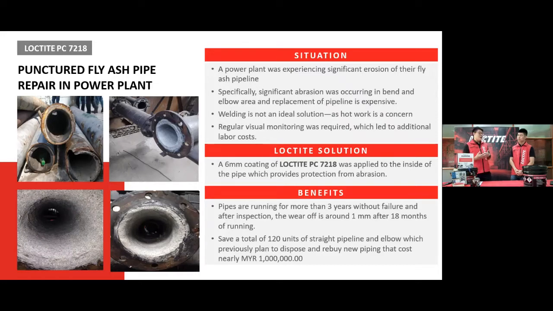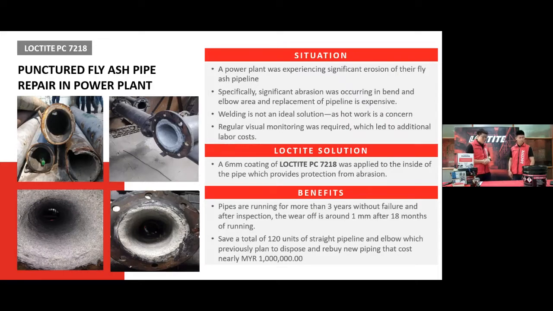And most important is the final point: it saved a total of 120 units. Before, if the customer did not use our solution, all these 120 units we would have to demolish. We would have to find some way to dispose of them, and it costs money. But using Loctite solutions, we can reuse all these 120 units, and you can see we can save up to 1 million Malaysian ringgit. So this is a very good example of how Loctite can help our customers.